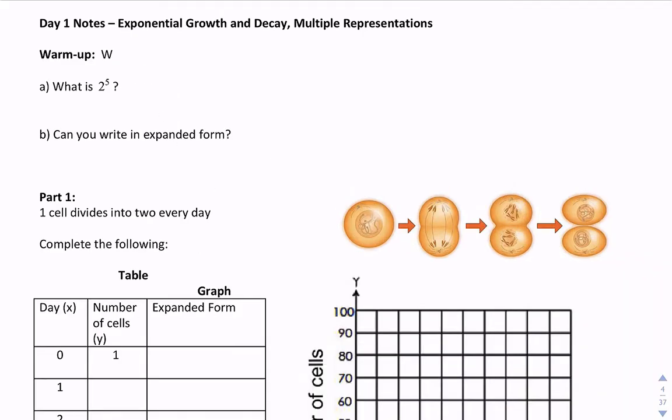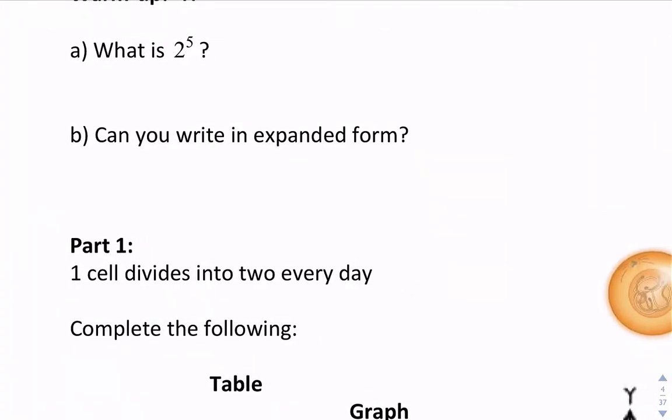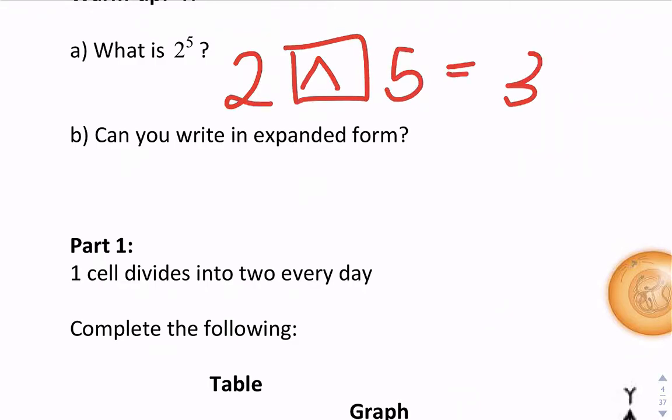Today we're going to look at exponential growth and decay, and we'll look at that with multiple representations. So with the warm-up, what is 2 to the 5th? Well, in our calculator we can type that in. We can do 2 to the power of 5, and we get 32.